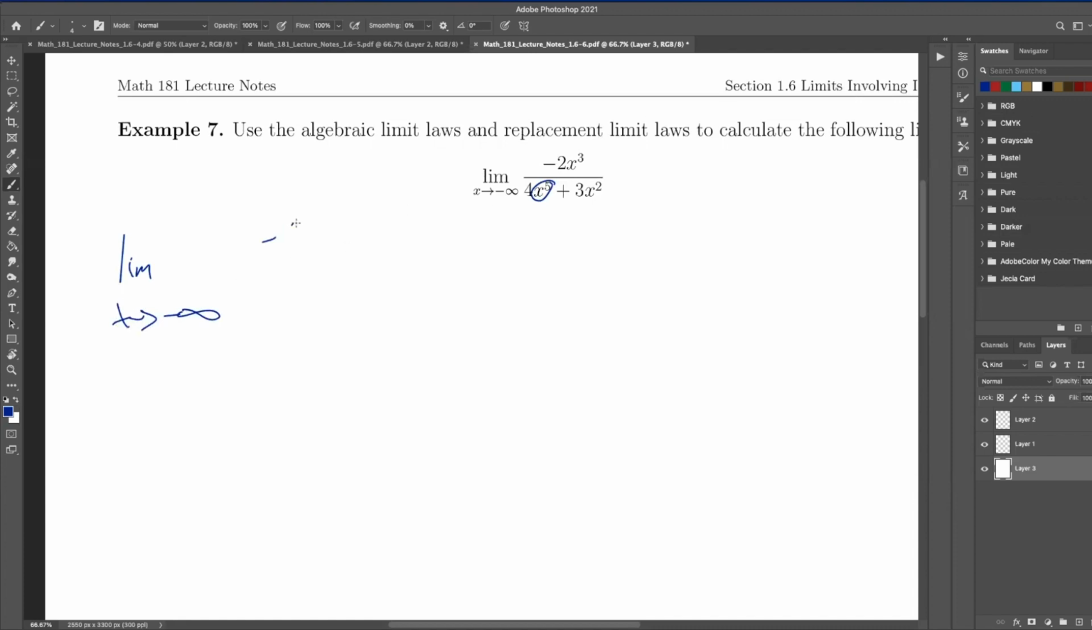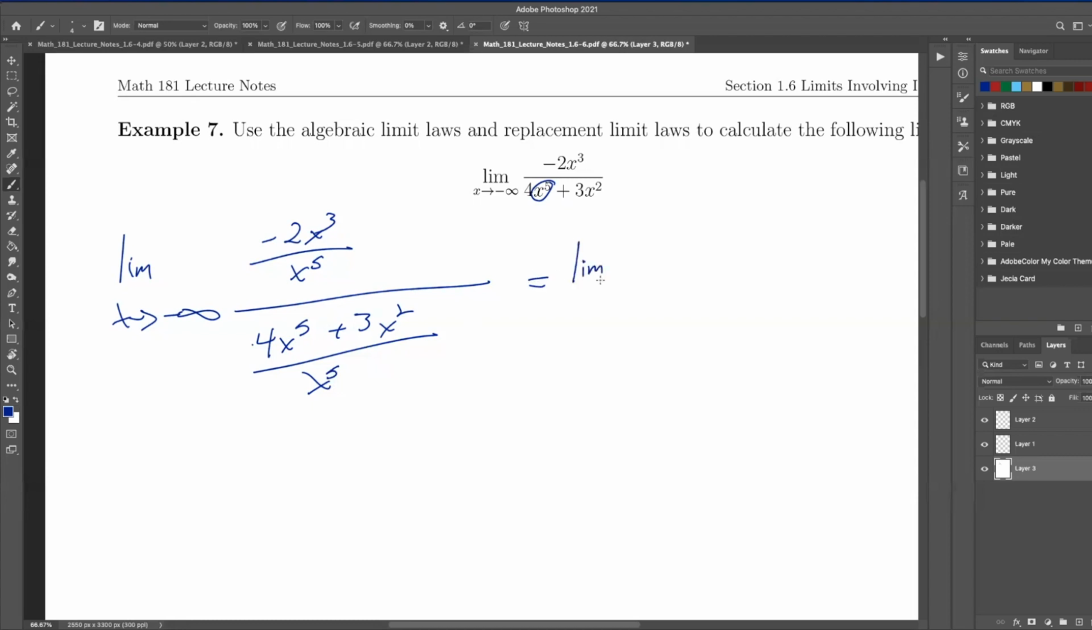And here we're going to say minus 2x cubed over x to the 5th, because that's what it is this time, divided by 4x to the 5th plus 3x squared, all divided by x to the 5th. So we just divide it out by this. So that's what we're doing for both top and bottom.